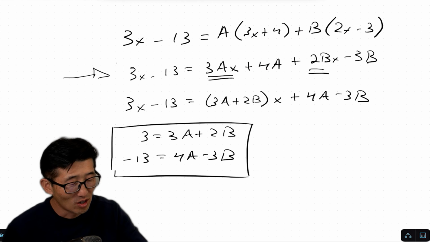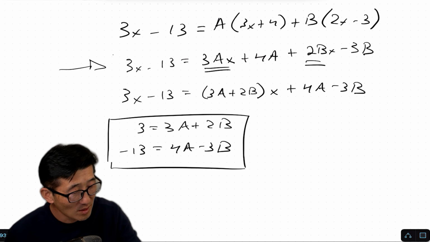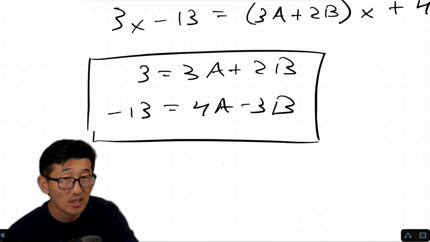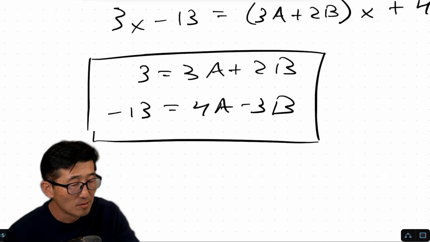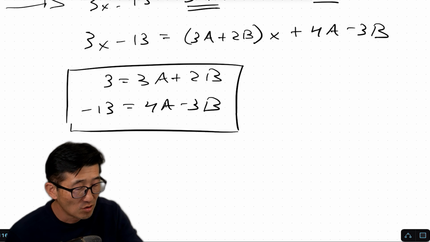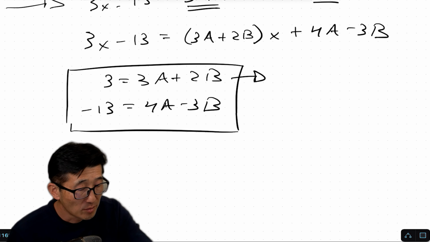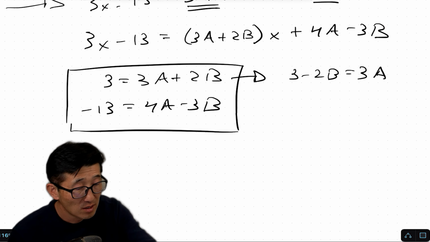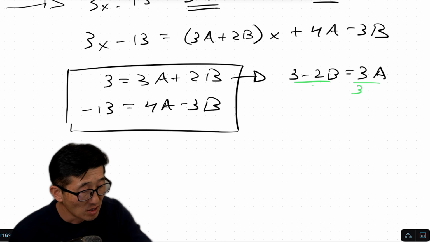Okay, so are you here? Yeah, that's where I'm at. Okay, so now do the substitution and solve. So I'm going to solve for a. So it'd be 3 minus 2b equals 3a, and divide everything by 3.